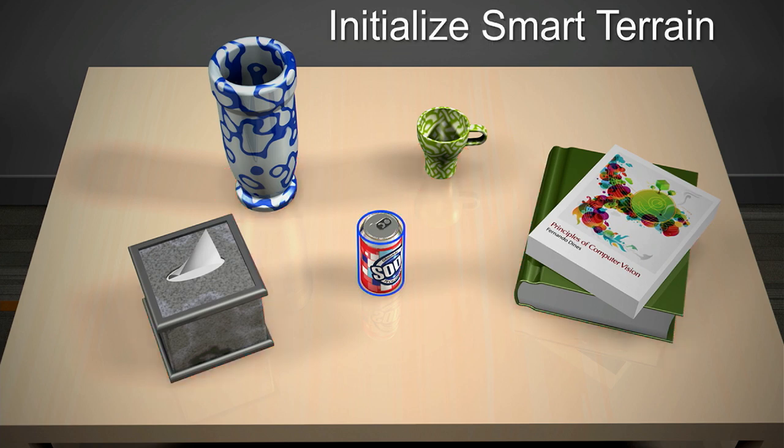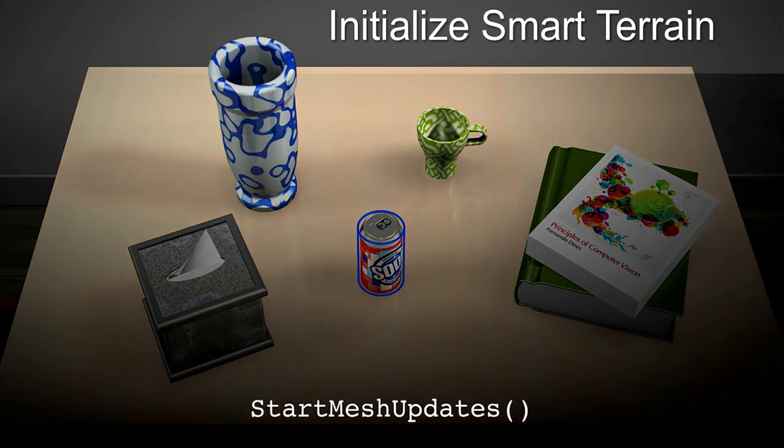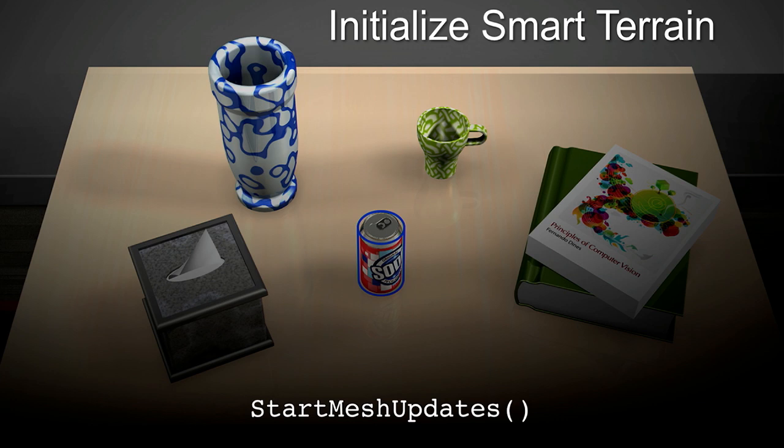So what I'd like to talk about now is really the life cycle of programming a Smart Terrain application: what you need to be aware of as far as the set of API calls that we expose, how you respond to those, and really how you customize the experience. It's really pretty simple. So first thing you do is you call start mesh updates, right?